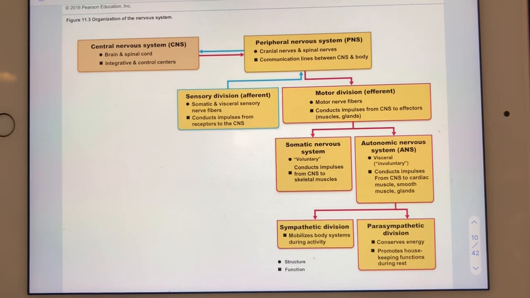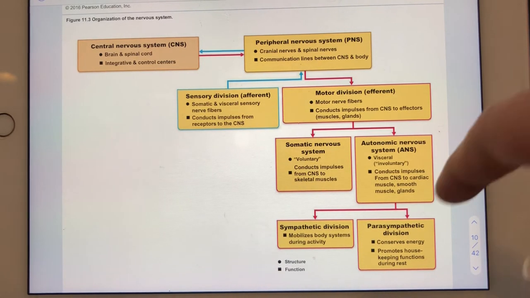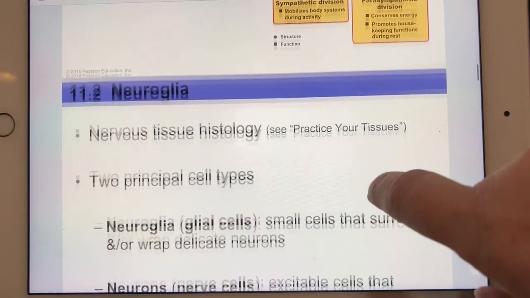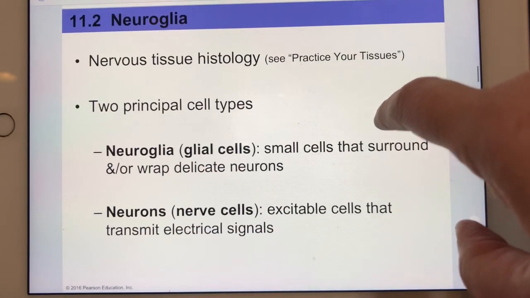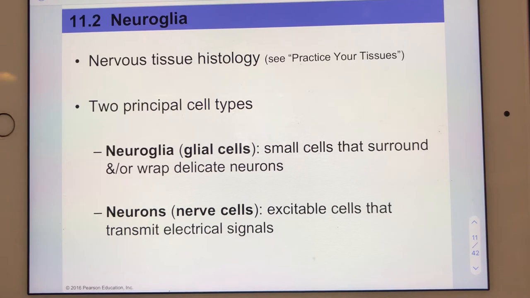Now we can start talking about the cells of the nervous system. There are two major cell types in the nervous system. Neuroglia, also known as glial cells, same thing, and neurons. Unfortunately, neurons are sometimes called nerve cells, even though they may not be associated with actual nerves. So personally, I don't call them nerve cells. I think that's really misleading.